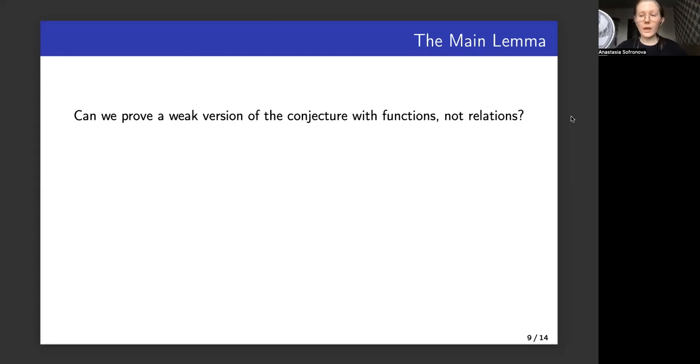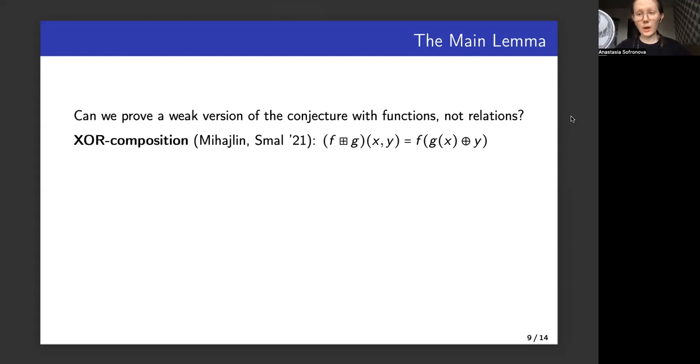And this is how I will present our result here. Let us consider now the composition introduced by Mikhailin and Smal. Here we have two functions f and g, and the function f takes n bits and outputs 1, and function g takes n bits and outputs also n bits.